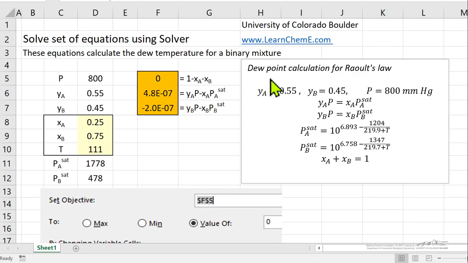So here's the spreadsheet where we've rearranged the equations to put everything on one side so that we can set that value to 0. And so we have three equations. We're all trying to get to 0. I run Solver. I explain in other screencasts how to use Solver for nonlinear equations, but I've run Solver, and I get the mole fraction of A in the liquid phase, mole fraction of B, and the dew point temperature.